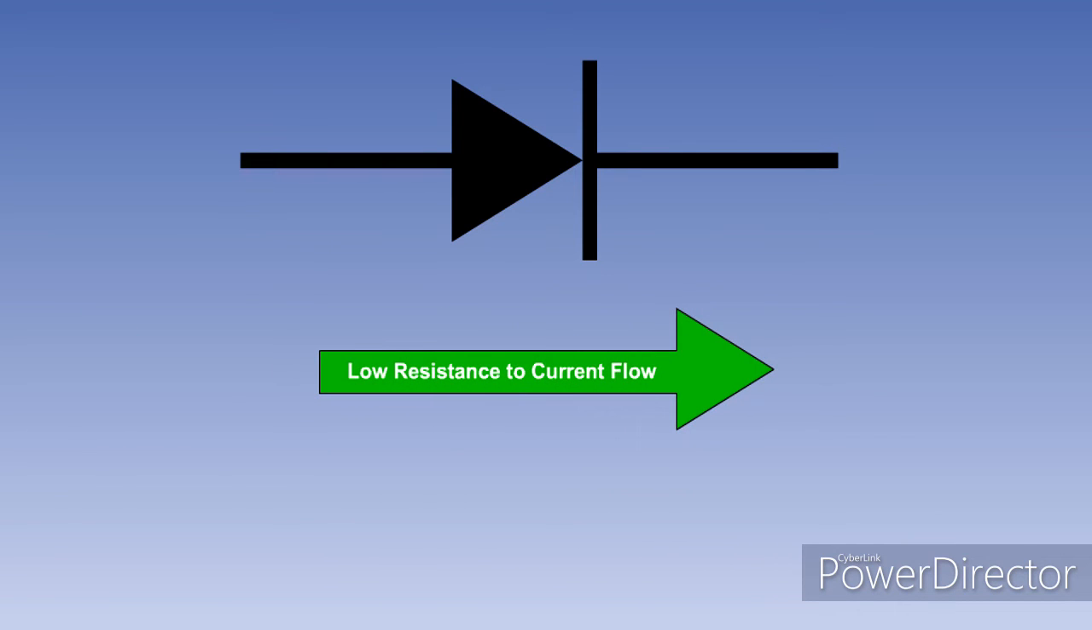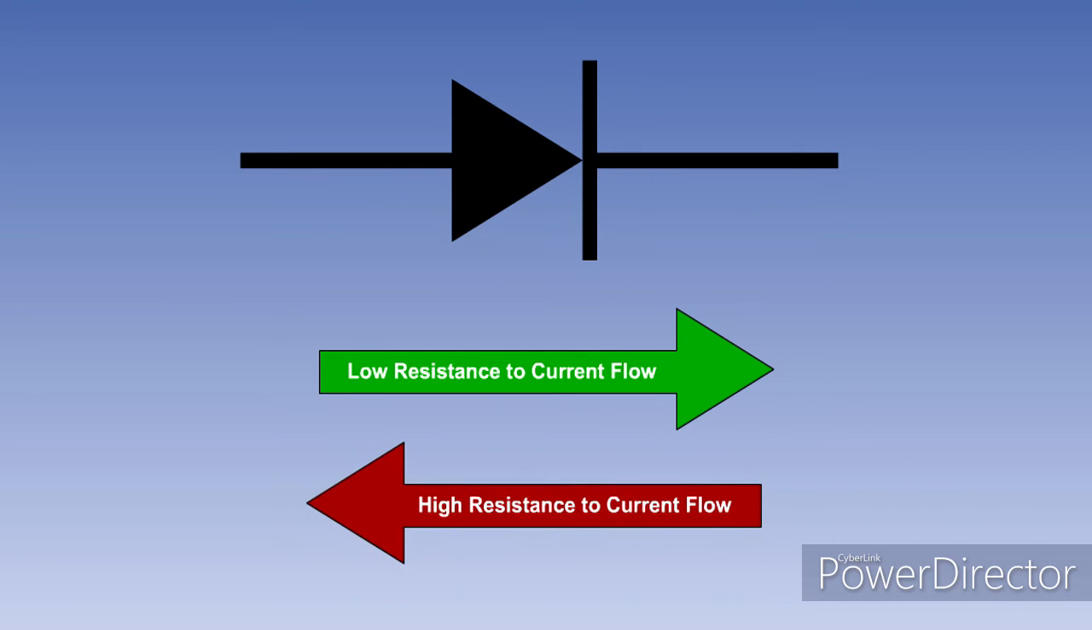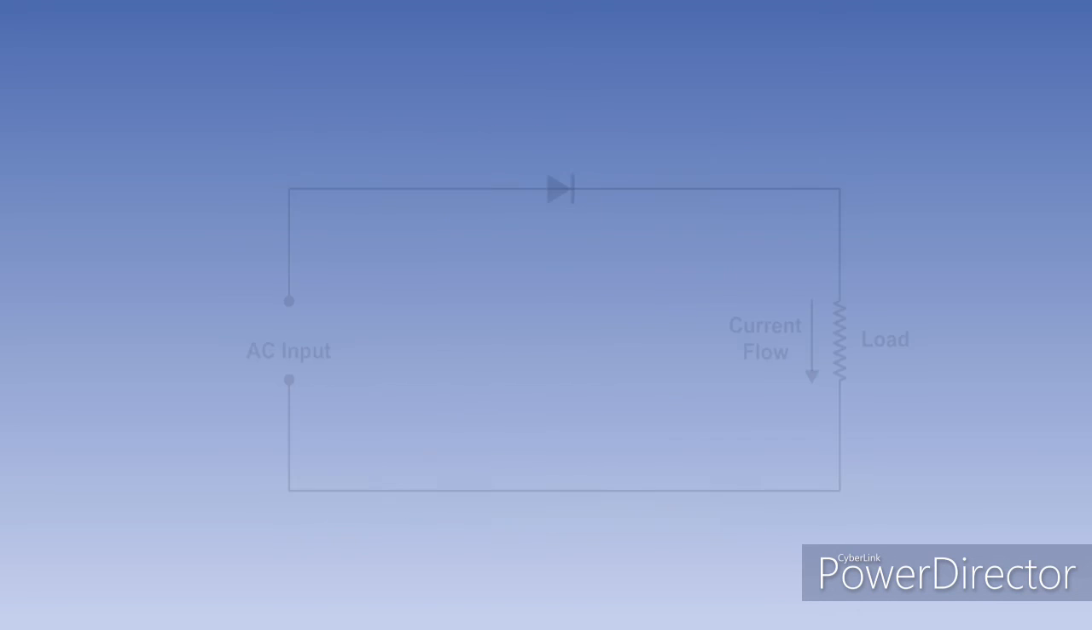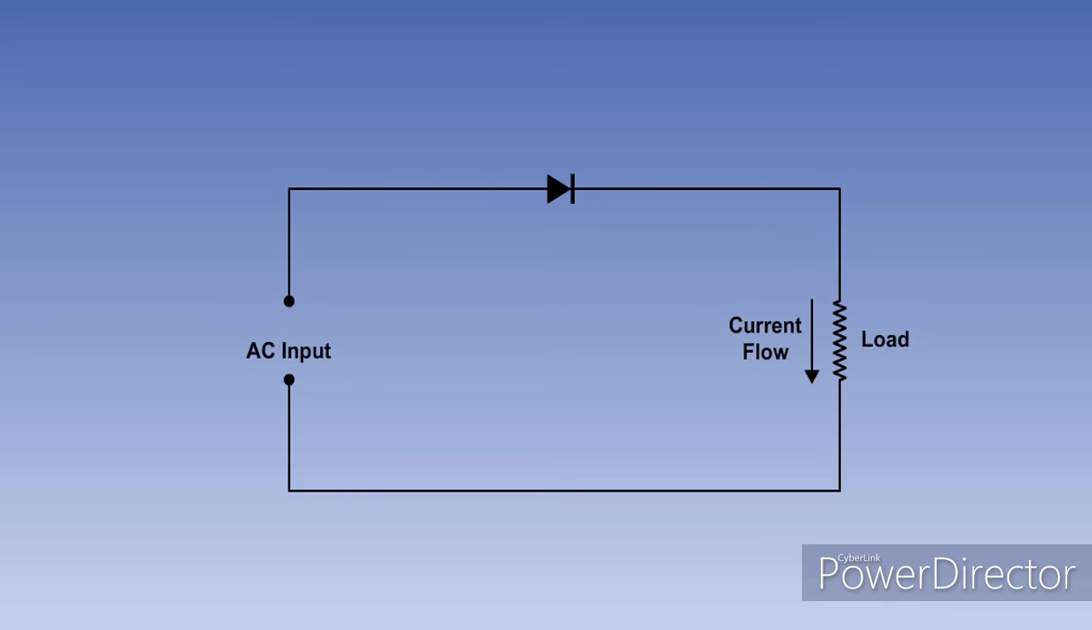It has a very low resistance to current flow in the direction of the arrowhead, and a very high resistance in the other. If a diode rectifier is placed in an AC circuit, it will allow current to flow through the load in one direction only. This is termed half-wave rectification.